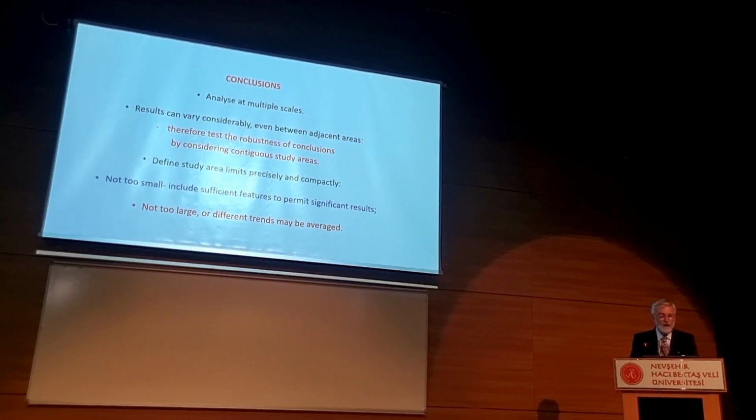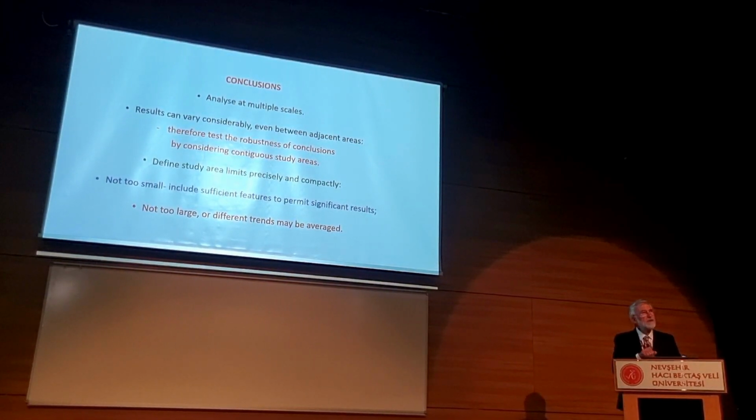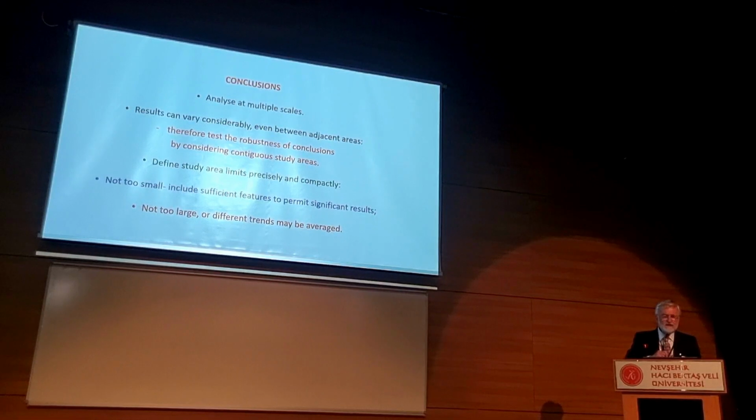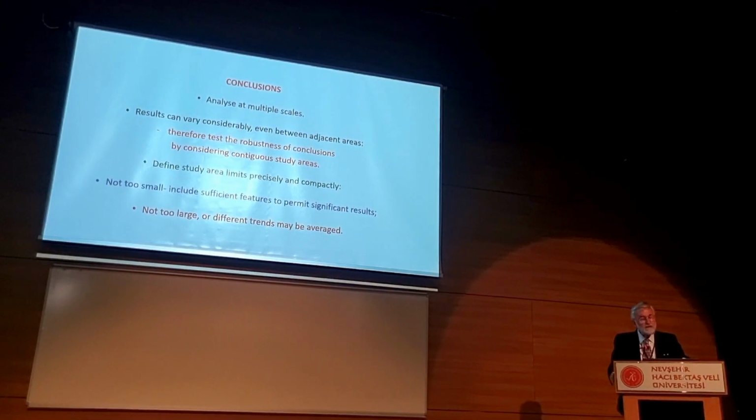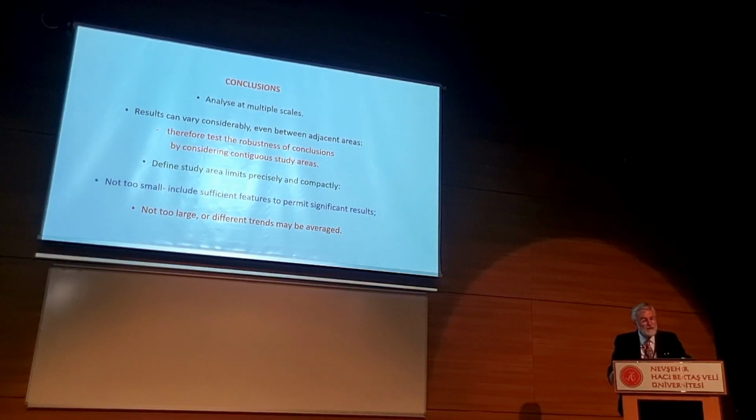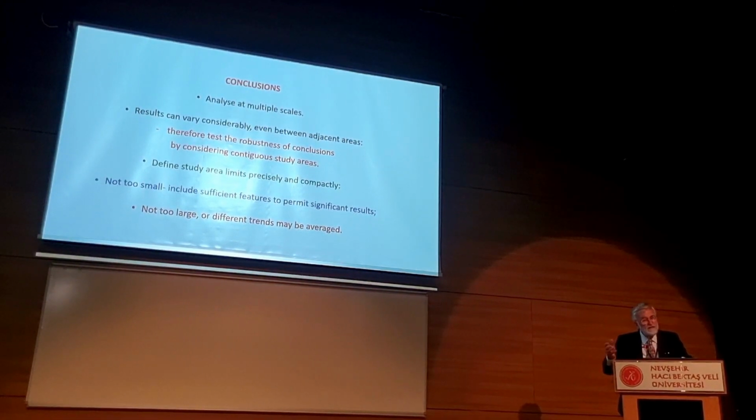So I'm going to conclude with a few pontifications, which I think may be obvious. You may know these already. It is quite important to analyze your data at multiple scales, and by that I mean in this case looking at a large region and subdivisions of that region. And this shows that results can vary considerably, even between adjacent areas. And so that gives you a test of the robustness of any conclusions you want to draw from the statistical results. So it's very useful to study contiguous study areas.